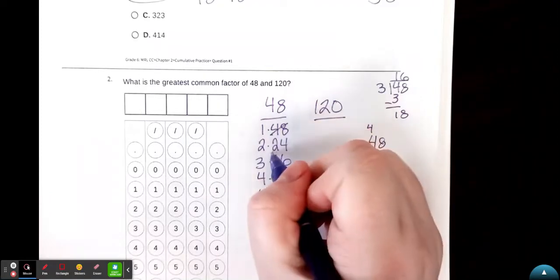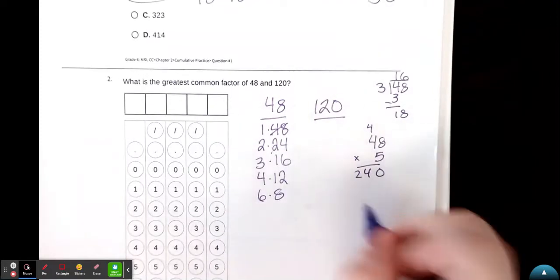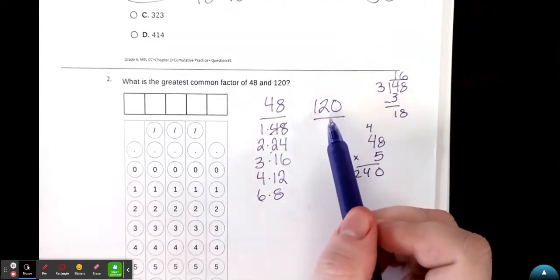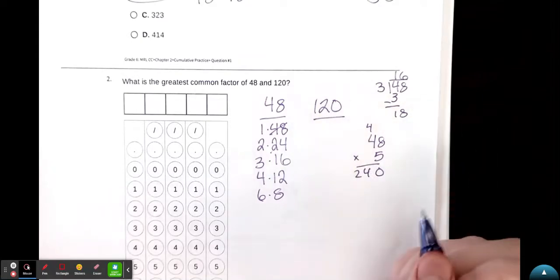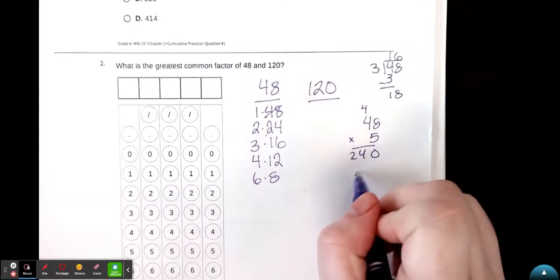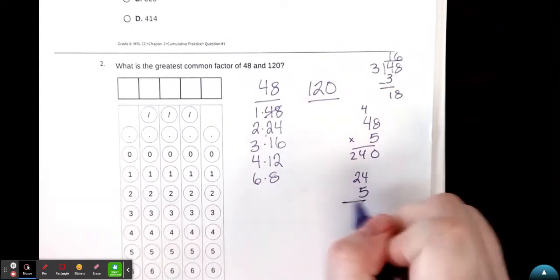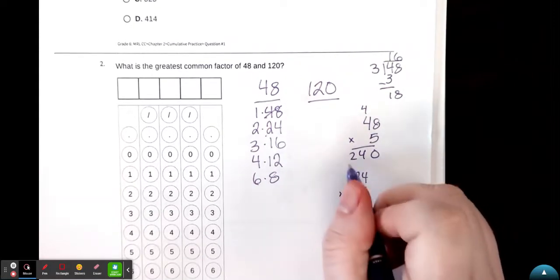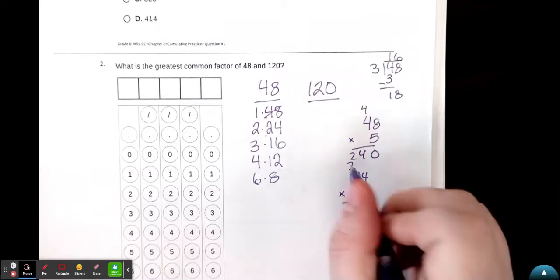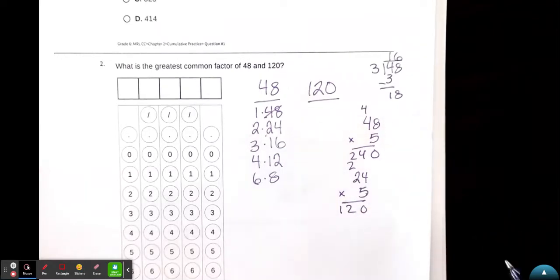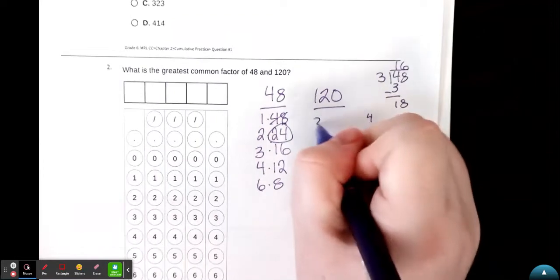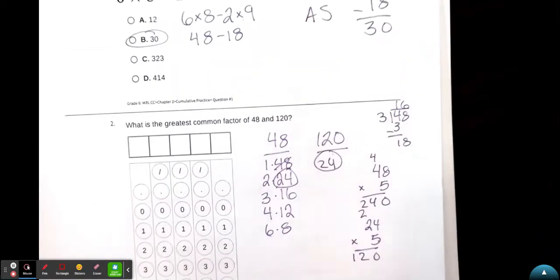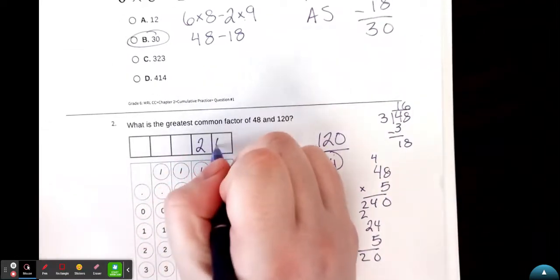So 48 doesn't work. 24, again, for it to go into 120, it would need to be multiplied by 5 or 10. 10 would give us 240, so let's try 24 times 5. 4 times 5 is 20. 5 times 2 is 10, plus 2 is 12. Look at that. So 24 is the greatest common factor of 48 and 120.